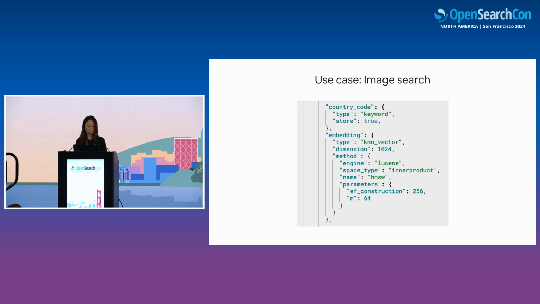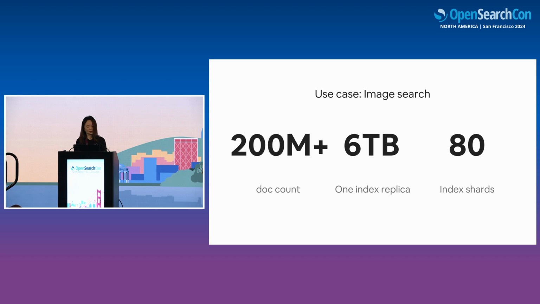This setup is tuned with specific parameters like EF construction and M to optimize the performance of the vector search. Next, talking about some numbers. In this image search use case, we are working with a large-scale data set, over 200 million documents, which result in an index size of around 6 terabytes without extra replicas.